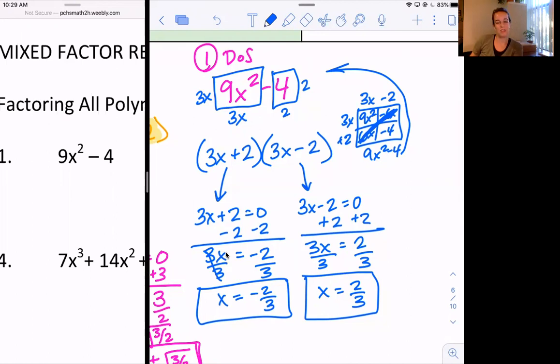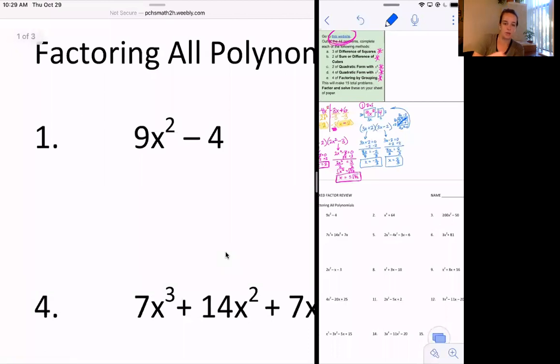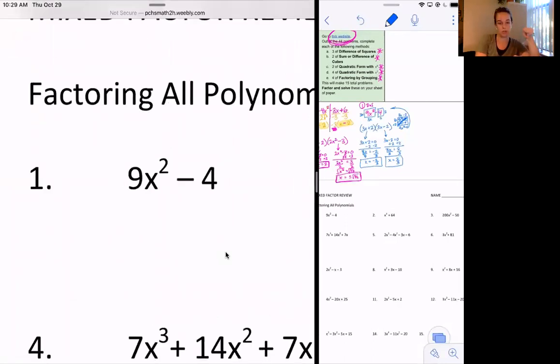You're welcome, of course. How do we know which ones are difference of squares or factored by grouping? Yeah, good question. If I'm looking at these problems, I look mostly at how many terms they have. Since this one has two terms, I know it's either difference of squares or difference of cubes. And since these are squares, I know it's difference of squares.